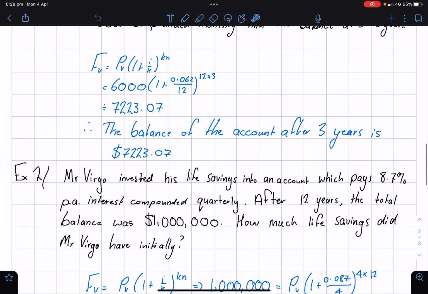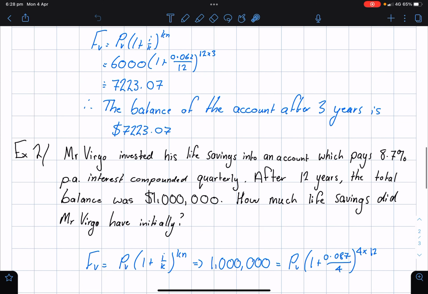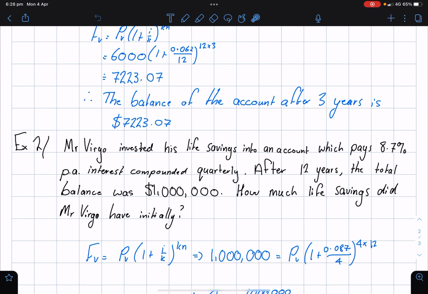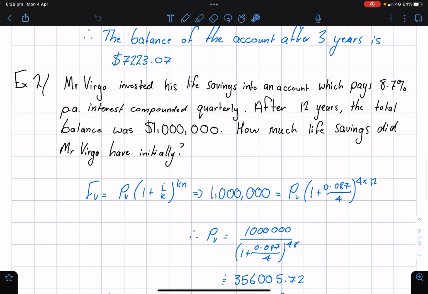So again, like I said, writing out our formula and seeing what information we have in the question. So we have our future value, which is our $1 million, equals, we don't know the initial balance, so that's what we're going to be finding. And then we know our interest rate, because it's quarterly, we know it's being paid 4 times, and then after 12 years. Now, all we're doing is solving for PV, so we're going to divide both sides by this whole term here. All right, so PV equals 1 million over 1 plus 0.087 over 4, and that's all to the power of 48.